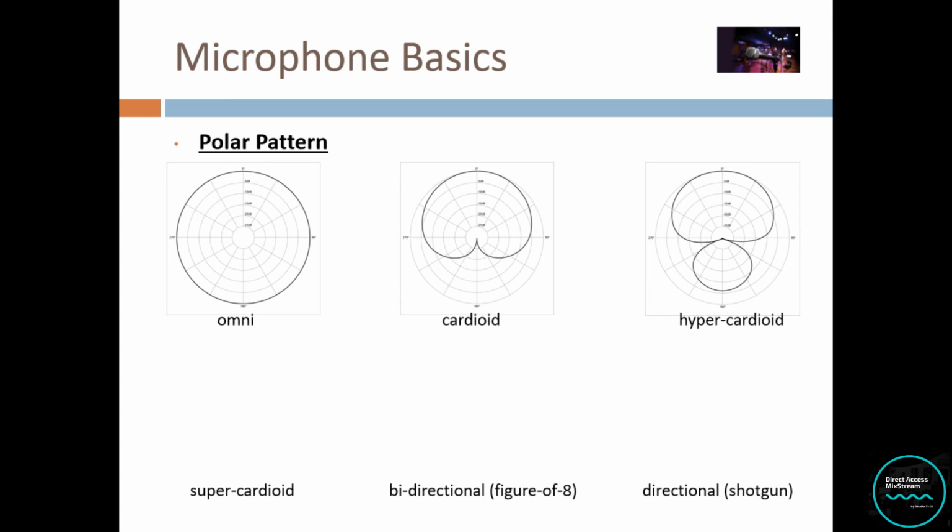Next one, you have relatives called the hypercardioid and supercardioid. Both of them have much narrower pickup patterns, so it's a lot more focused in the front, but the compromise is they have a little bit of pickup from the rear.